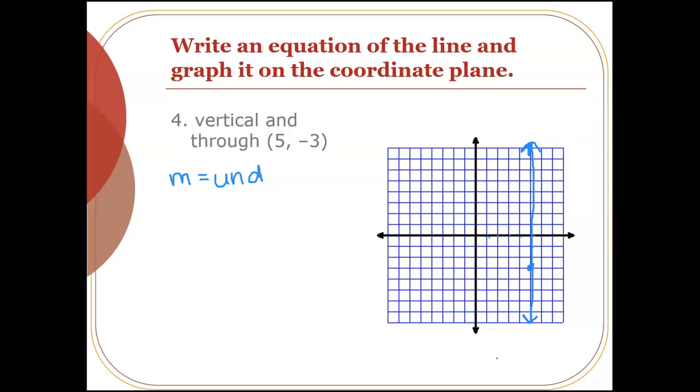The line is always going to be an x equals equation. And it'll always be the x value of the point it goes through. So in this case, x equals 5. If you picked any point on the graph you drew in, all of your x values will be 5.